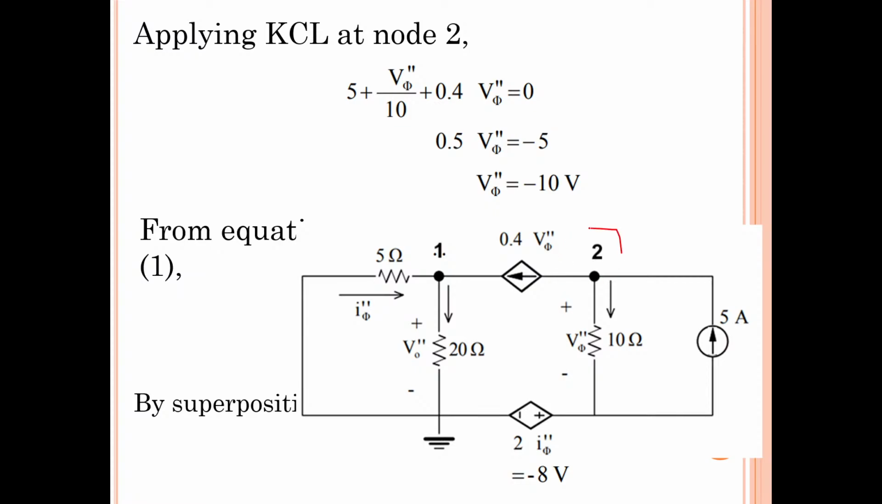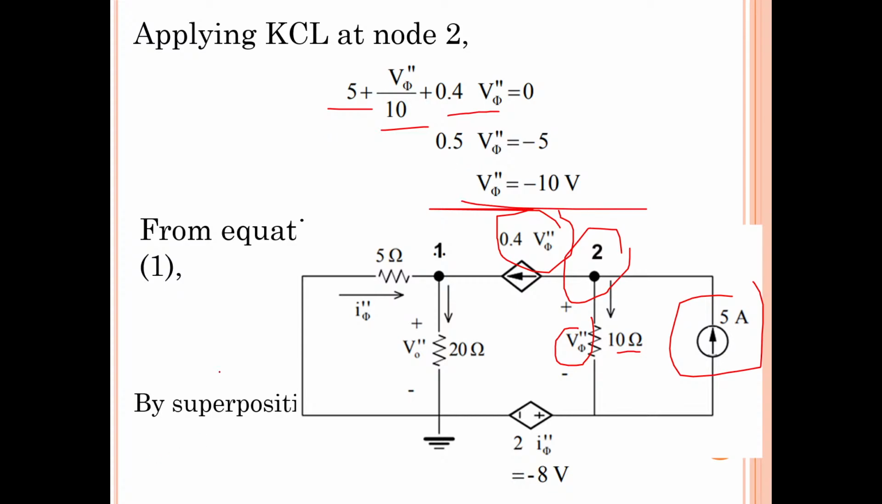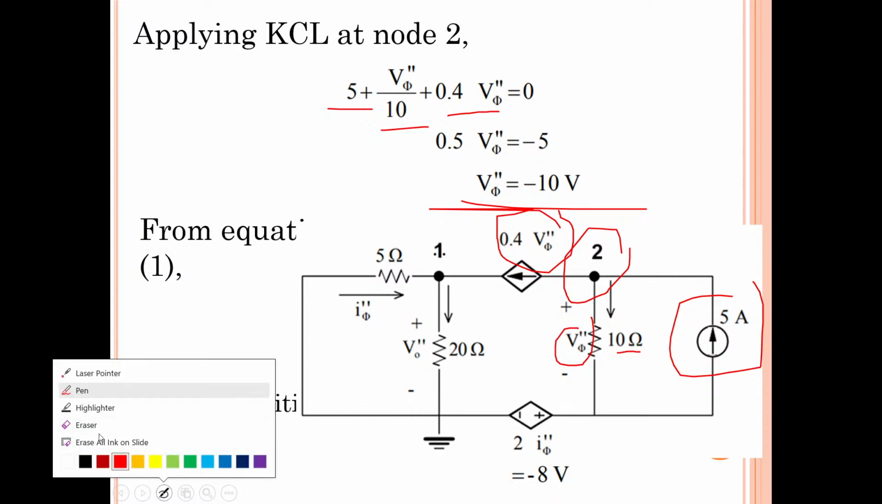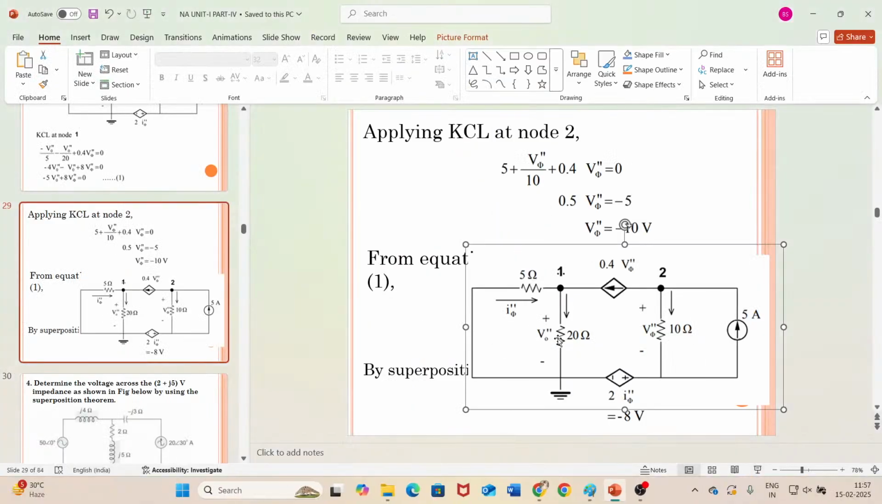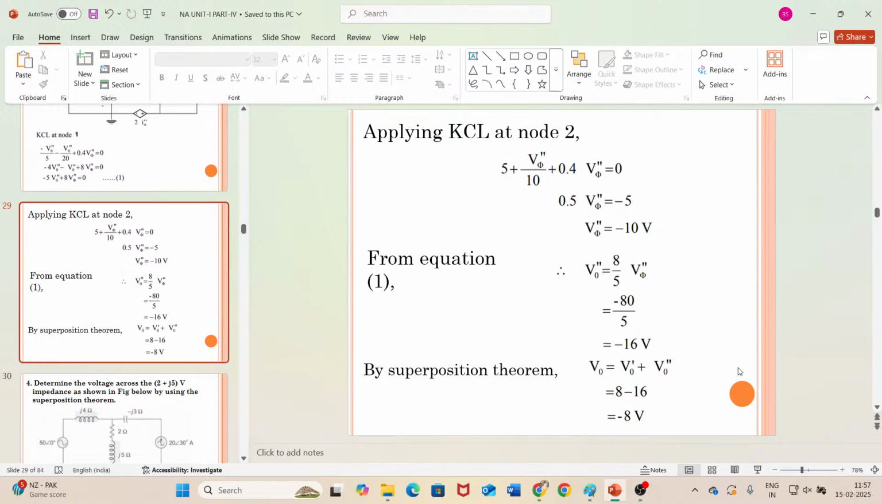So what is the algebraic sum of all currents at node 2? One source current is 5, plus the dependent source current 0.4 V5 double dash, plus V5 double dash by 10. That is not a source actually, it is a resistor current, V5 double dash by 10, our other current at node 2. Just simplify and you will get the V5 double dash value, that is 10 volts. I didn't consider the direction of the currents; I simply considered the algebraic sum of all currents at the node equal to 0.